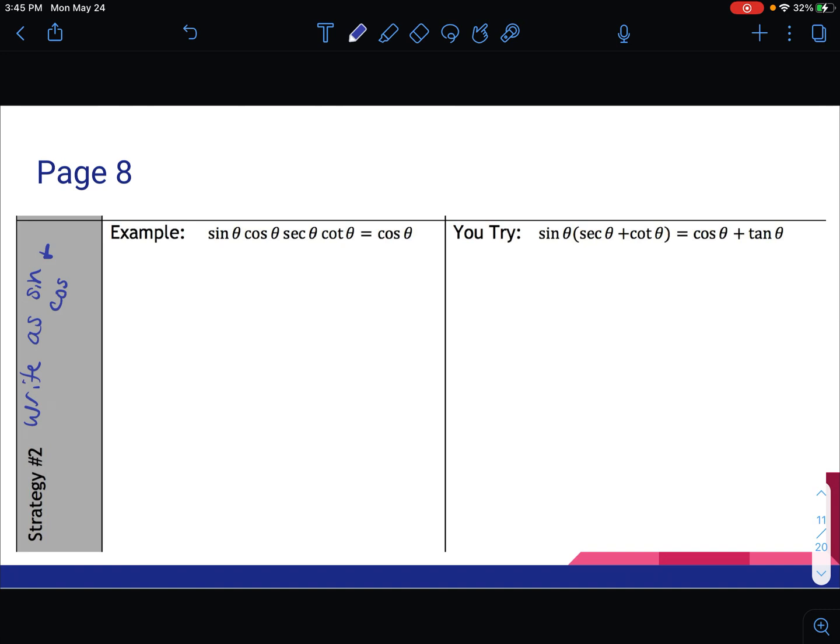So when we see a bunch of different functions, sometimes it will help to just clean it up to sine and cosine. Definitely keep your eye over here. Notice we want to get this equal to a cosine. Well, I see secant, I see cotangent, so that's not going to be super helpful. So let's write it in terms of sines and cosines. These first two are already sine and cosine. Secant is 1 over cosine theta, and cotangent is cosine theta divided by sine theta.